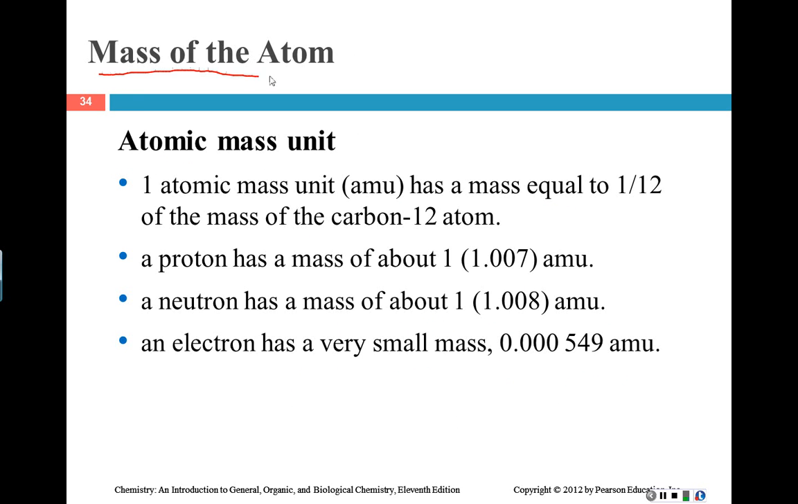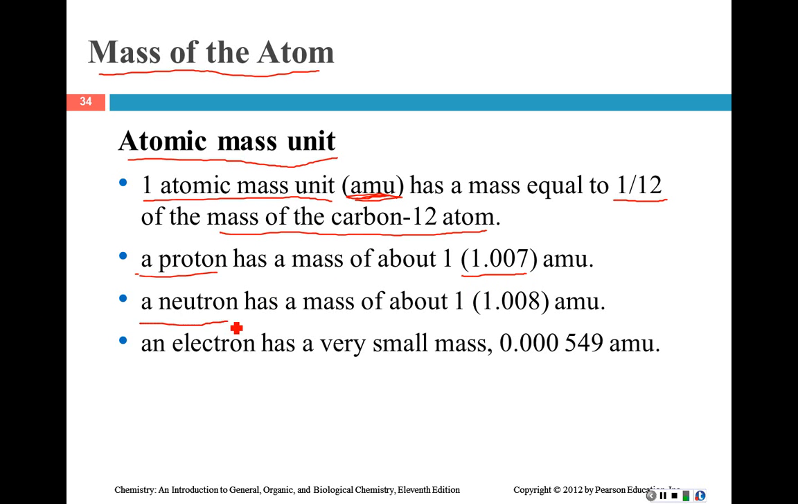An atom has mass, and so we use something called an atomic mass unit to describe this. By definition, one atomic mass unit, or an AMU, is a mass equal to 1/12 of the mass of a carbon-12 atom. So a proton has a mass of about 1.007 AMU. A neutron has a mass of about 1.008 AMU.